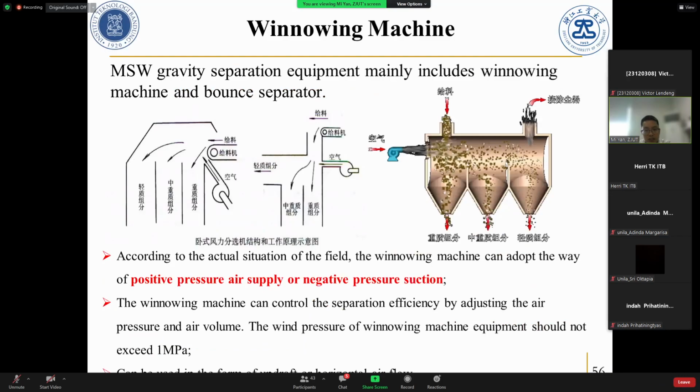And we know the machine just depends on the density. So the particles, the brick or metal, will be here. The heavy part is here, the light part will be far away, blocked by the air. So we just use air.